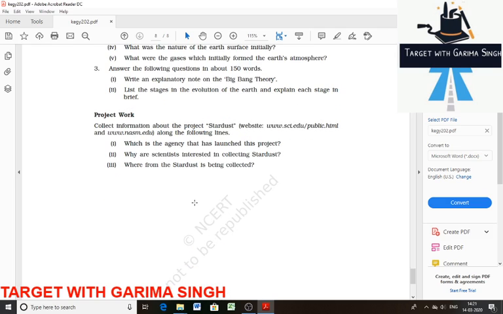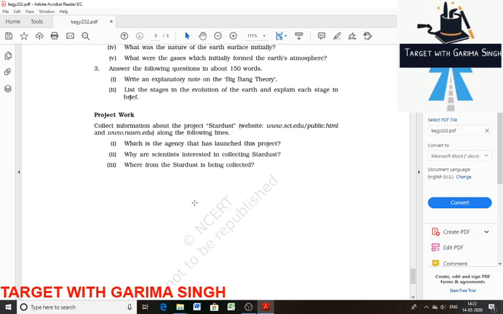These are the projects that you have to attempt by yourself. Various things you have to remember, like the nebular hypothesis given by Laplace, then the collision hypothesis given by Sir James Jeans and Harold Jeffreys. The Big Bang theory is the most widely accepted regarding the origin of the universe at present.